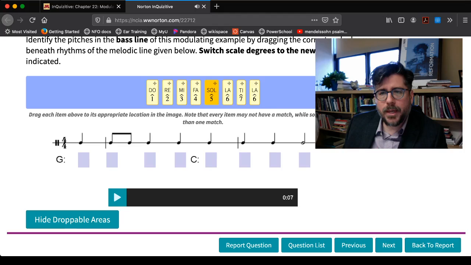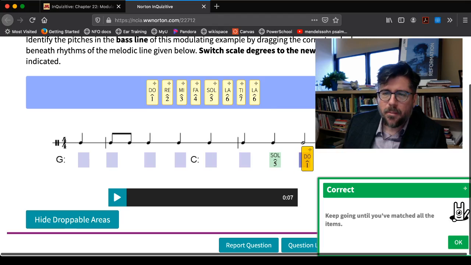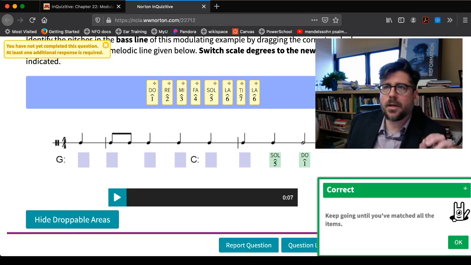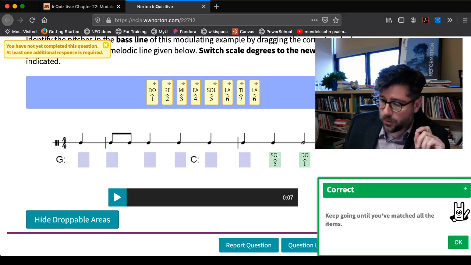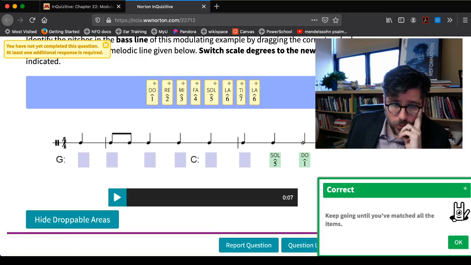So I hear the bass line at the end giving me a nice authentic cadence, don't you? But really one of the hard things about this is that the bass line I think is just hard to hear. It's hard to hear on my speakers, so it might be hard to hear on yours. Listen again.